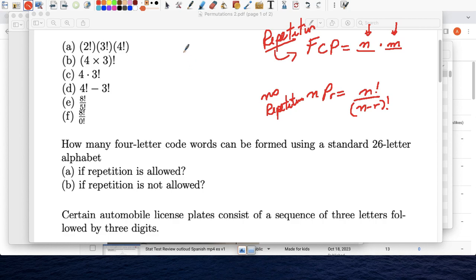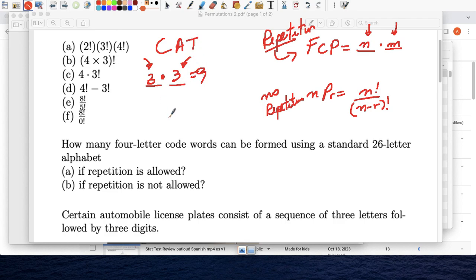Let me give you an example. Let's say we have the word cat, and let's do the one with repetition. Let's do the word cat and I have 2 spots. How many arrangements of 2 letters can I make from the word cat with repetition? Well, if you think about it, here I have 3 choices. I can put a C, an A, or a T. On the second spot, I can put a C, an A, or a T because I'm allowed repetition. So that would be 3 times 3, which is 9.